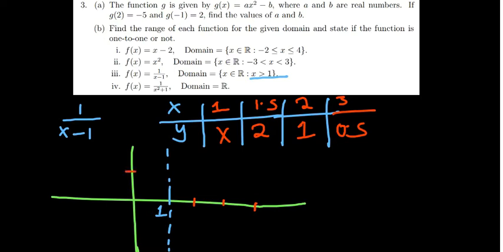So let's say 2 is there. 1.5 has given us a 2, and for a 2, it has given us a 1. So let's say 1 is somewhere there. And for a 3, it has given us a 0.5. So this is 1.5, that is 2, 3. As we continue, we expect that the graph will be getting closer and closer to the x-axis, but it shouldn't cut it.